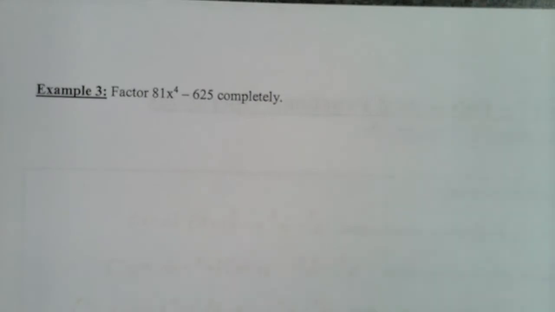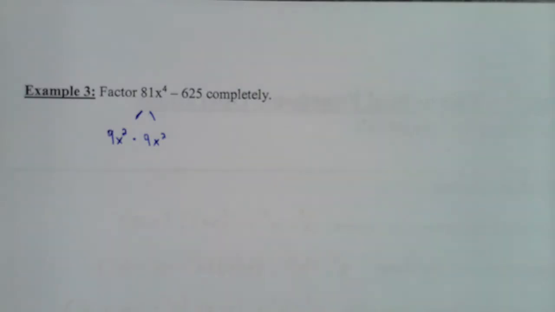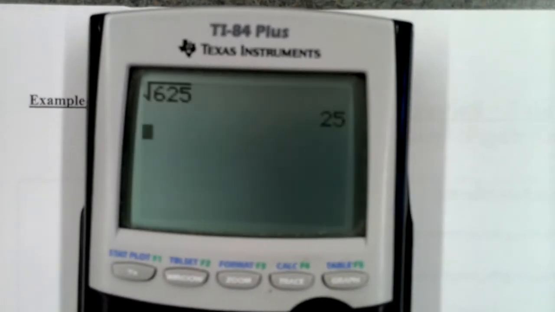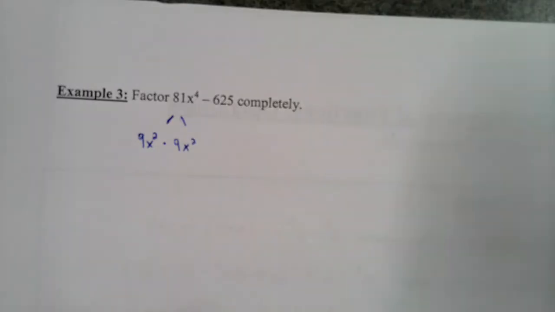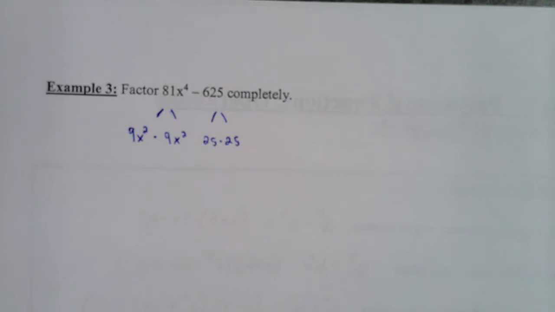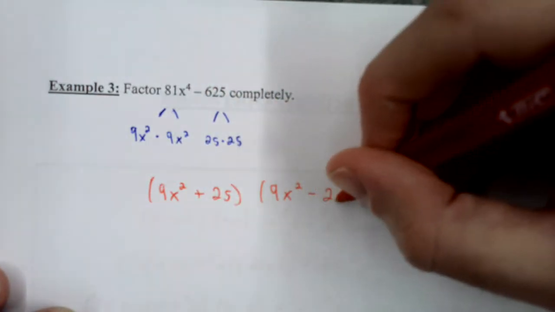Example 3, factor 81x to the fourth minus 625 completely. Now this one is actually the difference of two squares, because 81x to the fourth can be thought of as 9x squared times 9x squared. And 625 is a perfect square. The square root of 625 equals 25. So we actually have the difference of two squares. So this is going to factor to become 9x squared plus 25 times 9x squared minus 25.